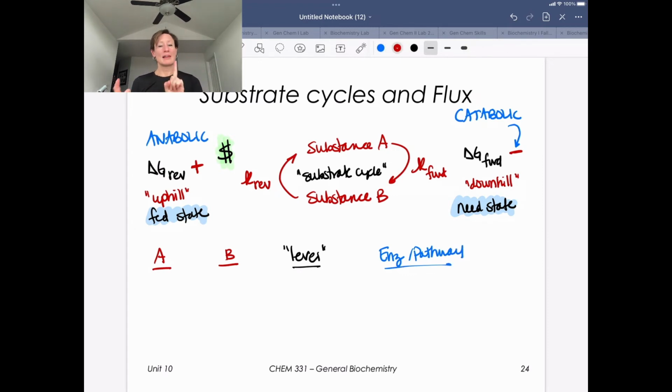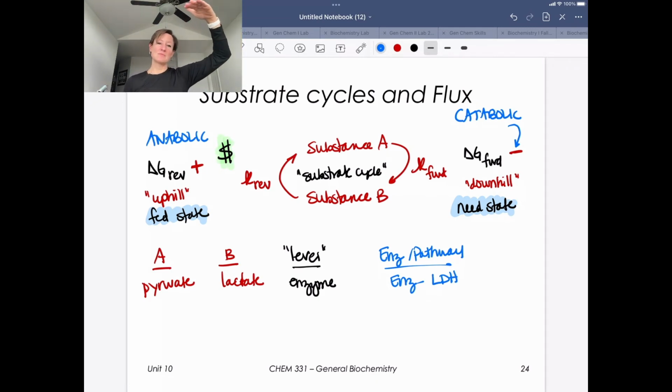Okay, so let's imagine that A and B have the identities of pyruvate and lactate. This substrate cycle operates on what we're going to refer to as an enzyme level, because the enzyme or pathway that's responsible is really the enzyme, and that's lactate dehydrogenase. Depending on which way lactate dehydrogenase is operating is going to determine whether we're converting pyruvate to lactate or lactate back into pyruvate.